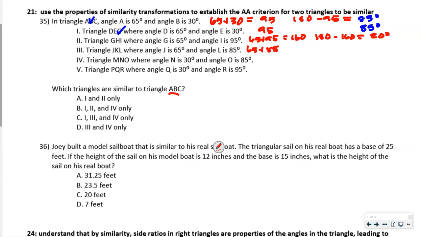65 plus 85 is going to be equal to 150. 180 minus 150 is equal to 30. It looks to me like this is going to be another one that matches, y'all, because we have the 65, 65, we have the 85, and we have the 30 and the 30, okay? So there's another one. So we know this one does and this one does.